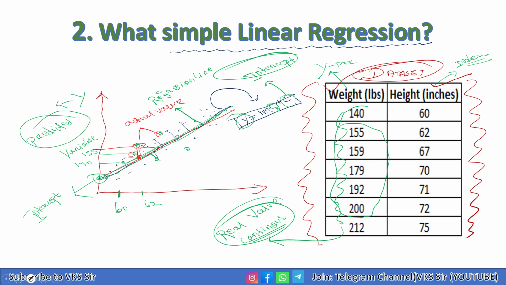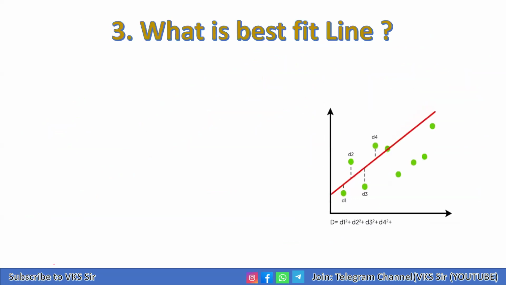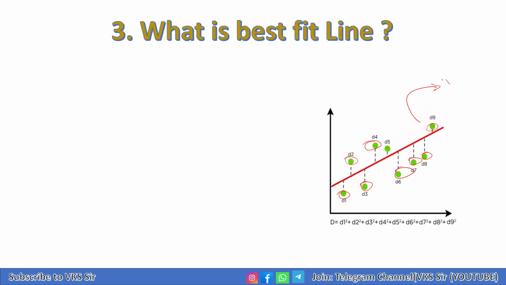Let's go for how the line will fit if the data points are split. Now look at this example, this one diagram. The green colors are nothing but the data points. As the data points are split, this line is the regression line. Always remember this red line is nothing but the regression line.